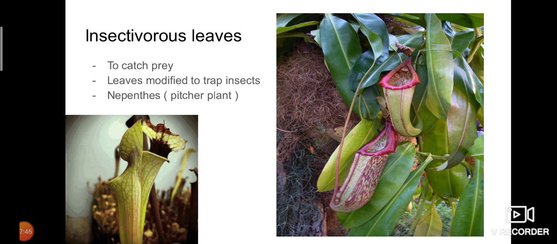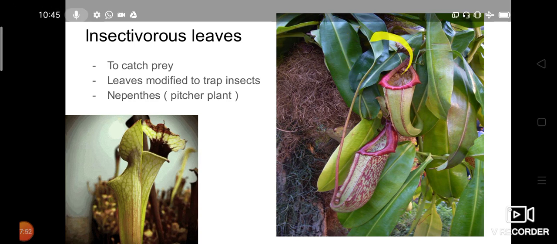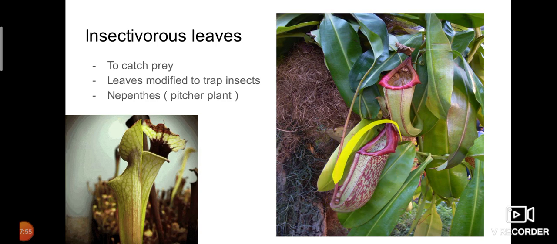If you see the insectivorous plants, the leaves are modified. This is a leaf, and this leaf is modified into a tube-like structure. With the help of this tube-like structure, if any insect comes in contact with the modified leaf, the lid, meaning the opening at the top, will immediately close so that the insect cannot go out. That is, it is trapped by the leaves. To catch the insects, the leaves are modified like this. So this is nothing but leaves.